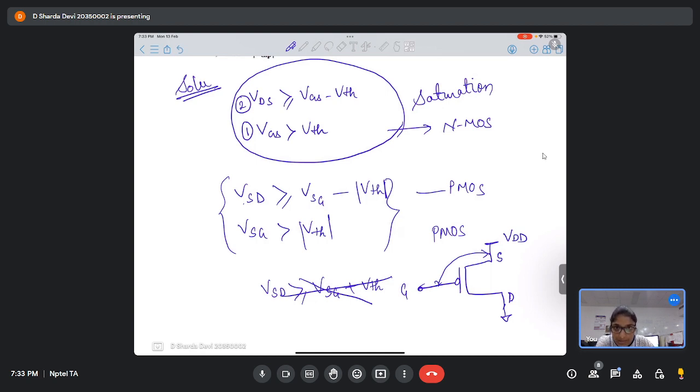Is this clear? Since this term is positive, this term is positive, this term should also always be positive, right? To balance the sign in this equation. Yes, ma'am. So that's why a mod is required. Is this clear to everyone? Okay, ma'am. Yes, ma'am.